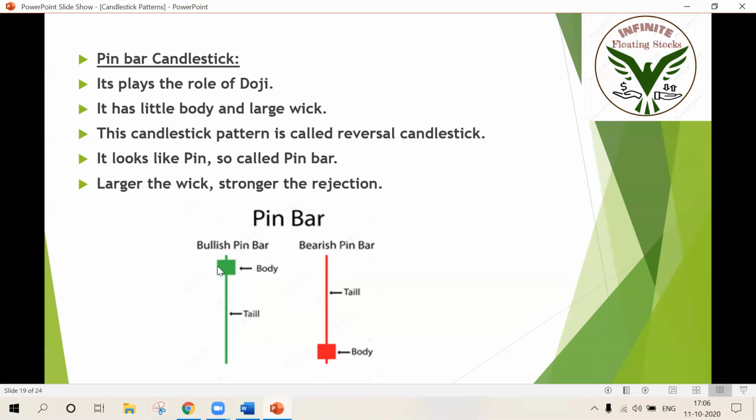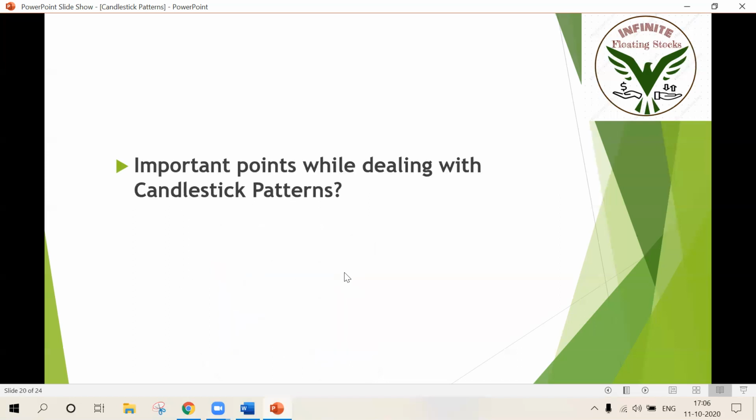In a bullish pin bar case, the body should be green. In a bearish pin bar, the body should be red. A bullish pin bar means you can make a buy position if you find it at a support level, and a bearish pin bar means you can make a sell position. You can go short if you find this candlestick pattern at a resistance level.